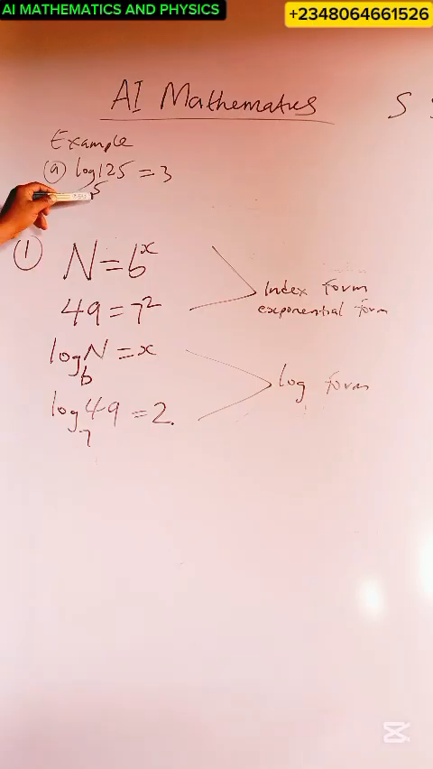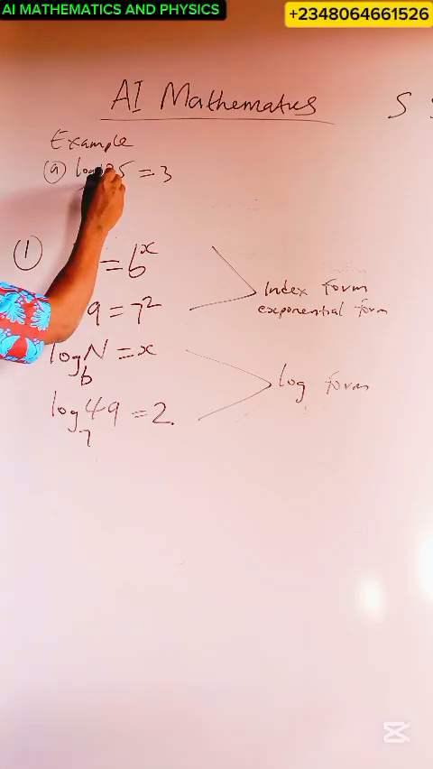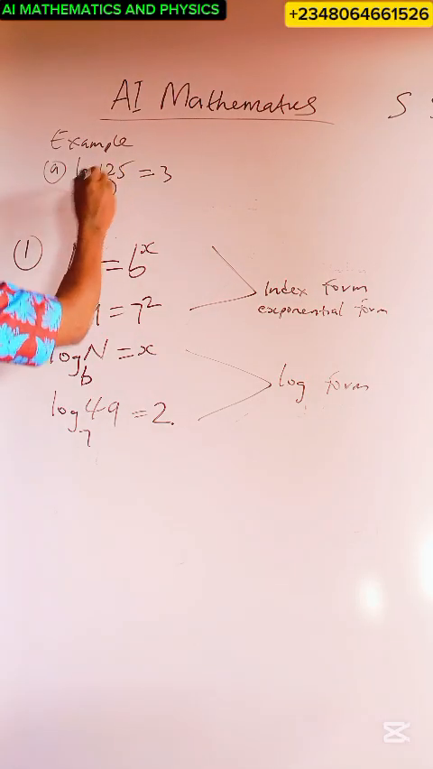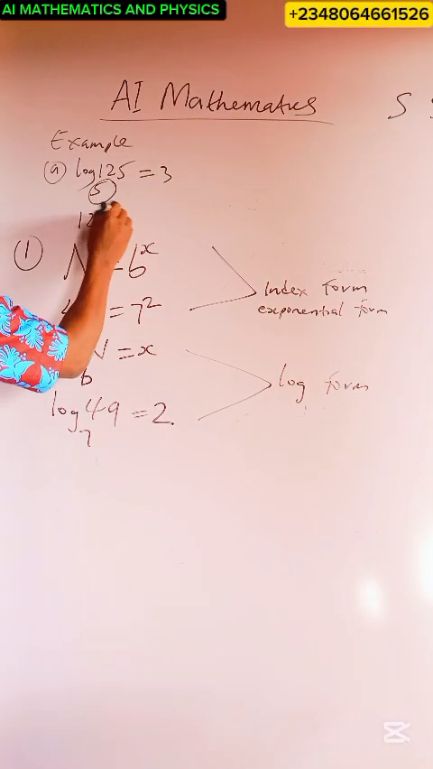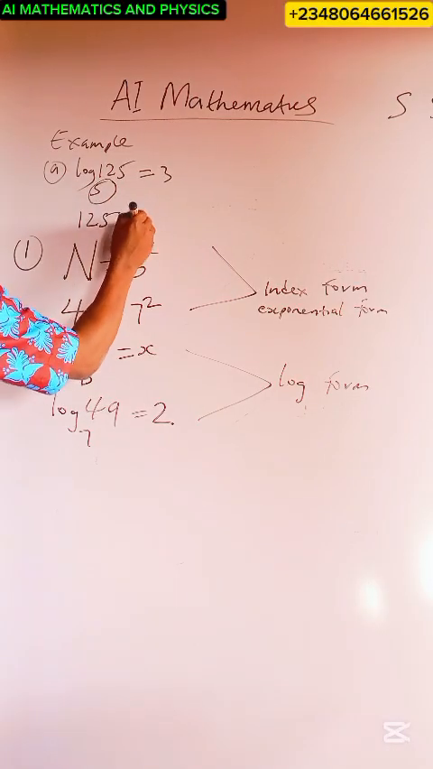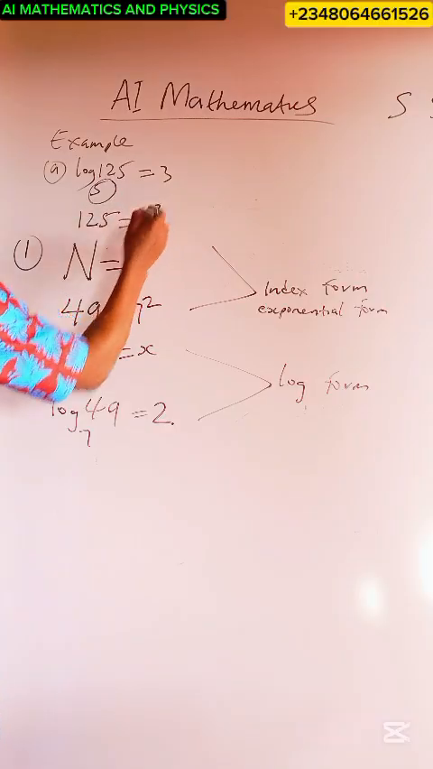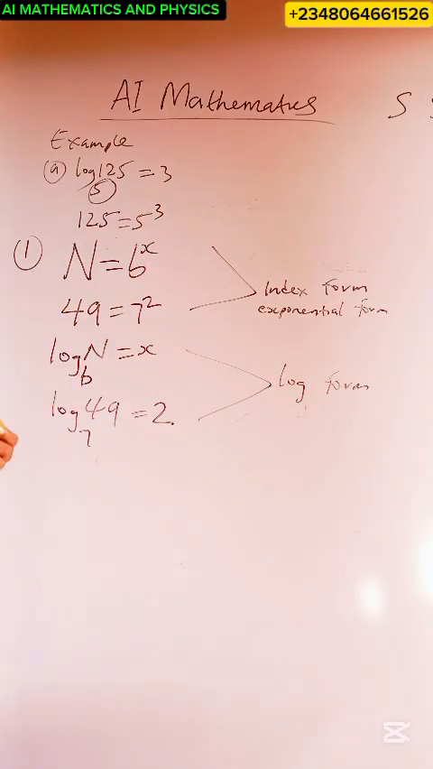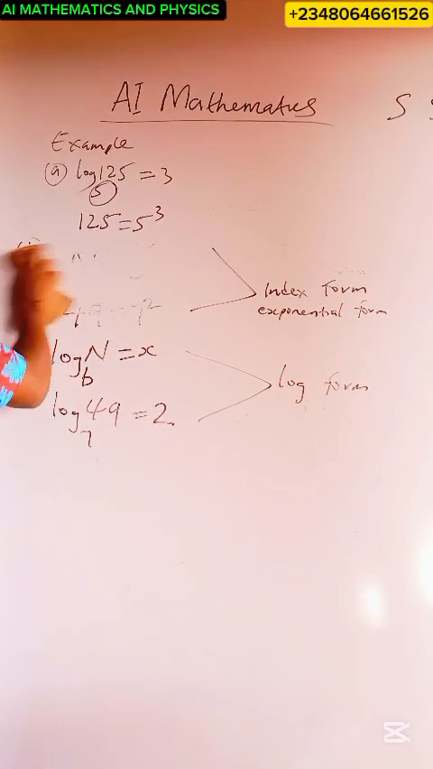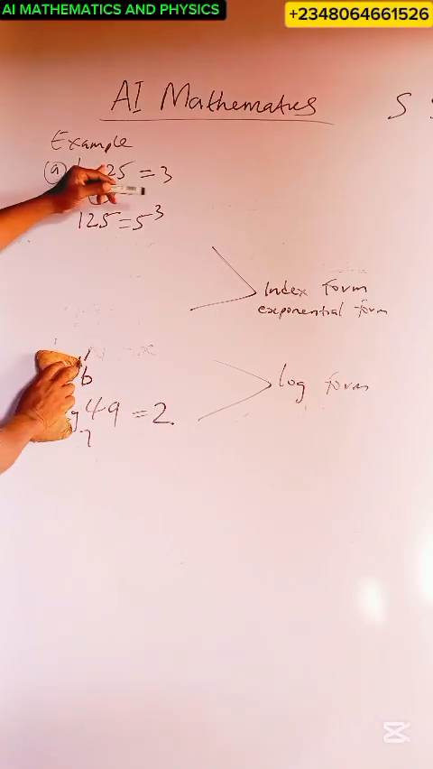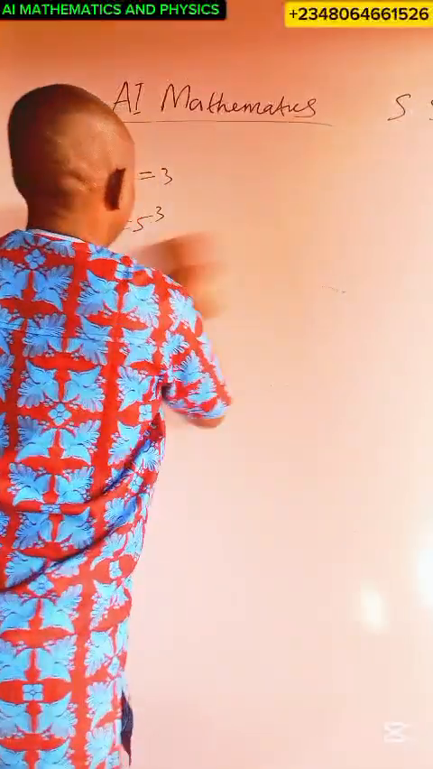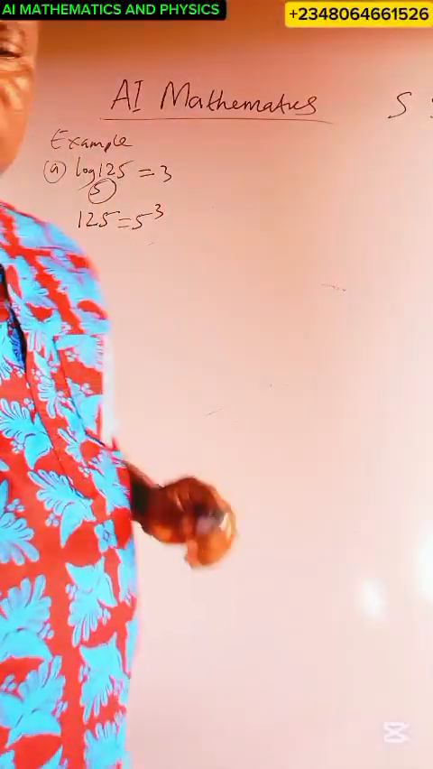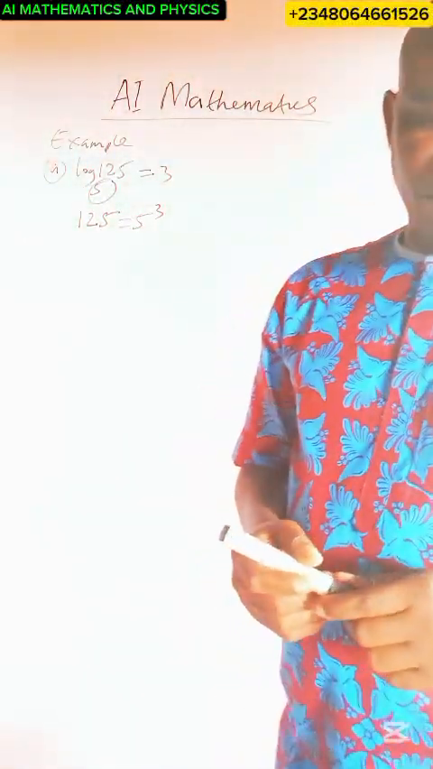To change to index form now is a simple thing. Just look at this base now. You have 125 equal to 5 raised power anything here. That is the logic you can use to do it. You can convert logarithm form of this to index form. So we go from simple to the complex.